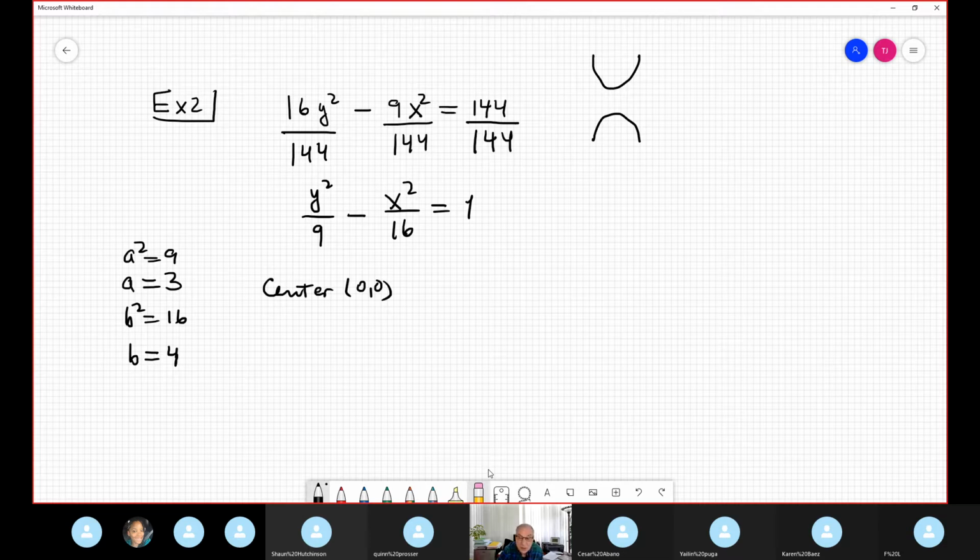The vertex obviously is located on the y-axis, because in this case there is a perfect coincidence between the y-axis and the transverse axis. At what distance? Well, 3, which is a. b is 4. So this point is the point 0,3, and this point is the point 0,-3. This is our vertex.